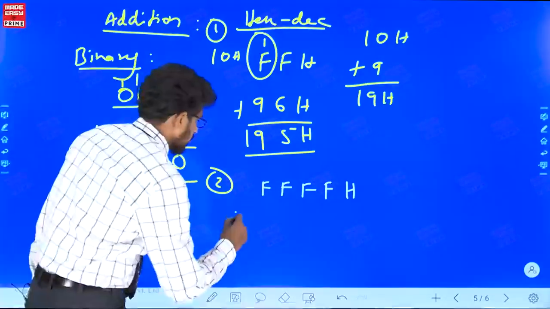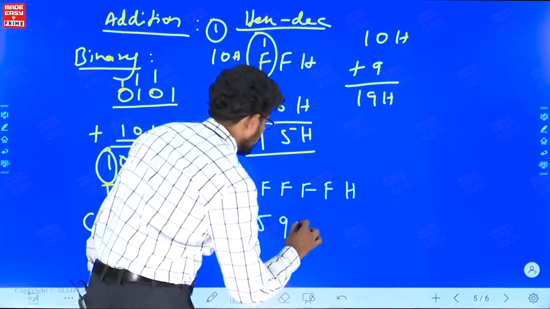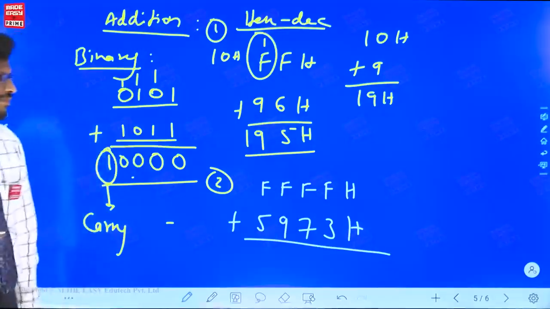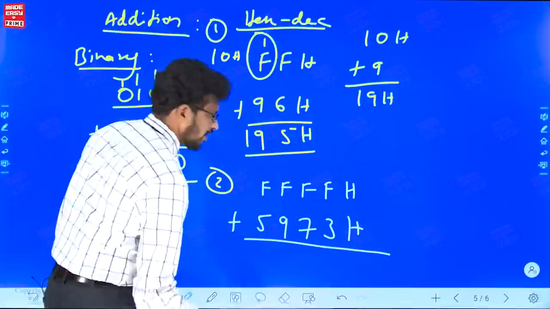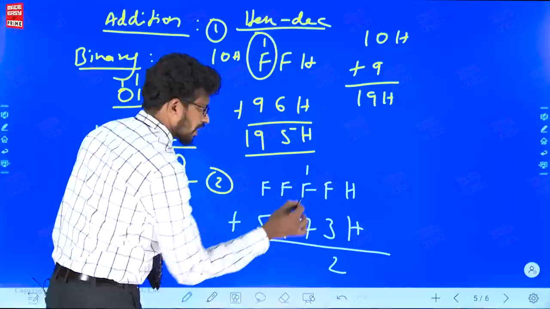Right. Plus, now tell me the answer. 5, say it is 9, 7, 3. Now, what would be the answer here? Apply the same concept. You must be quick enough. F plus 3, 12H. F plus 3 means whatever is added, minus 1, and 1 carry.